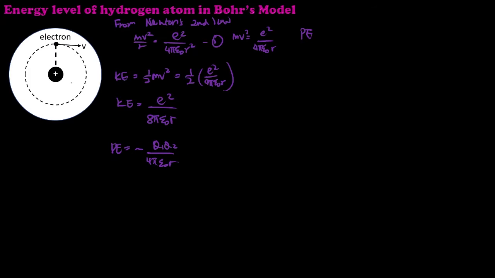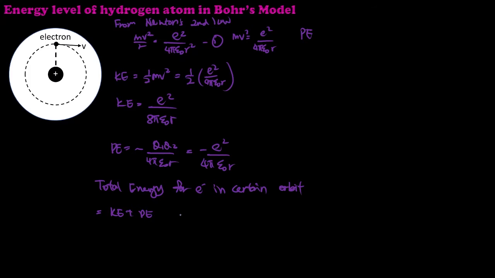So now you have two charges with the same value. So you have negative e squared over 4 pi epsilon naught r, because the positive charge and negative charge have the same magnitude but opposite in sign. So in other words, your total energy for electrons in a certain orbit will be equal to Ke plus Pe. Don't forget, when we say total energy, it must be Ke plus Pe.